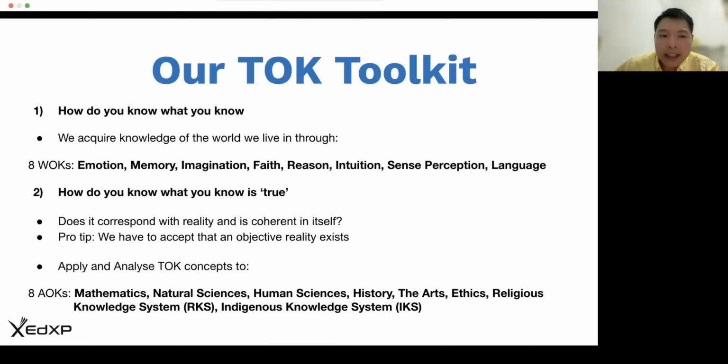I'm not going to go through each and every one of the ways of knowing there. I think you would already know: emotion, memory, imagination, faith, reason, sense perception, and so on and so forth. Of course, while we acquire knowledge through these 8 ways of knowing, we should know that they are not 100%. They are fallible. In other words, they can fail us.